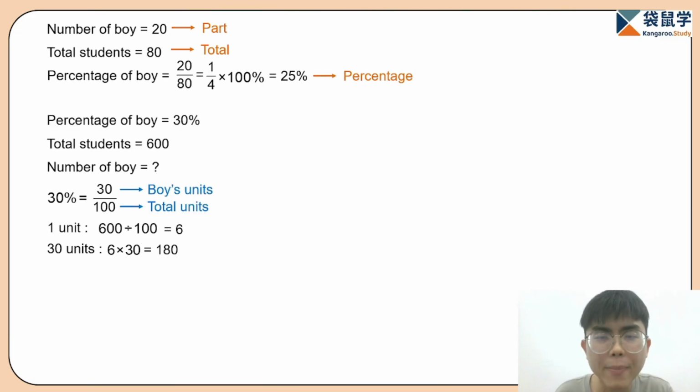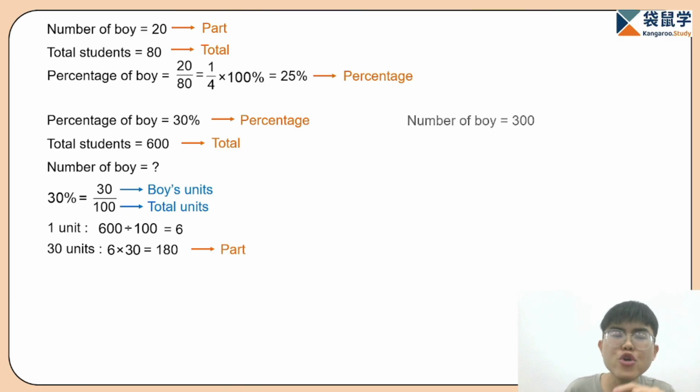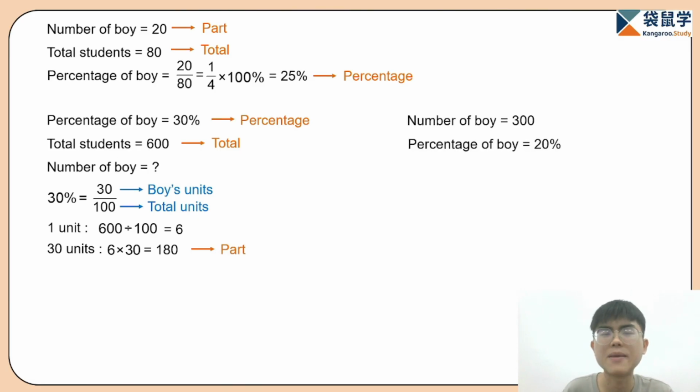So for this example, we have the percentage and total. We use them to find the part. Okay, now let me give you one final example here, okay? There are 300 boys in the class, and the percentage of boys is 20%. How do we find the total number of students?